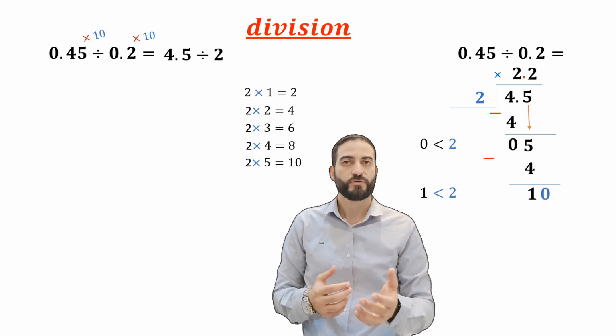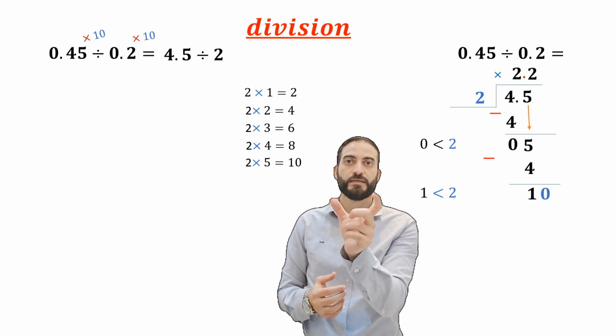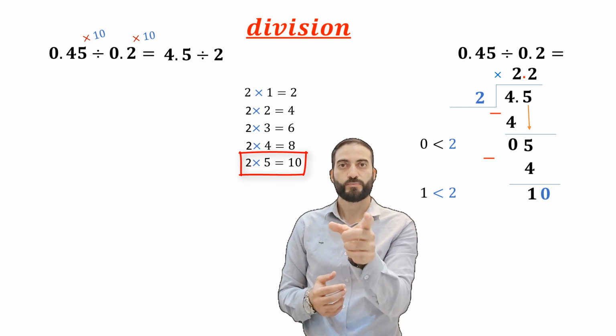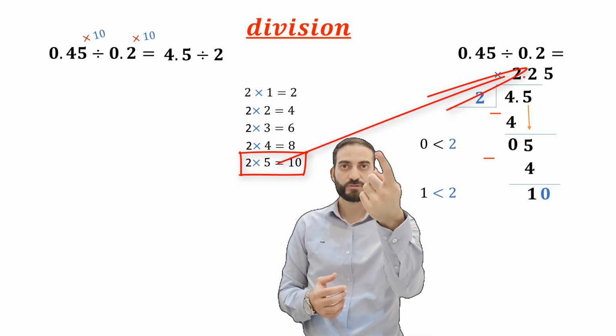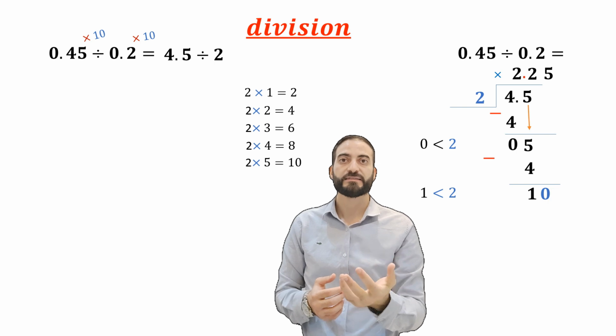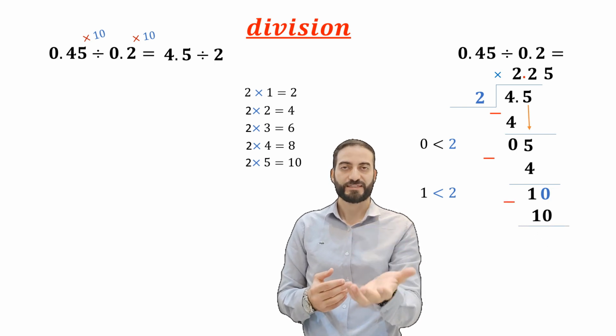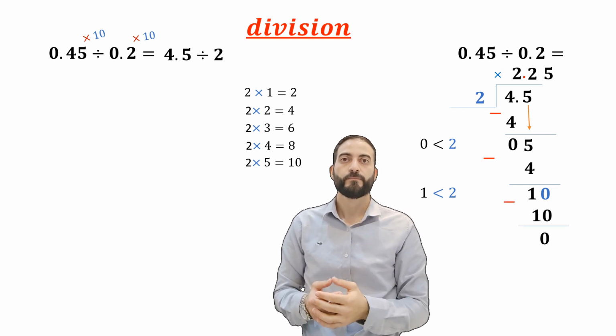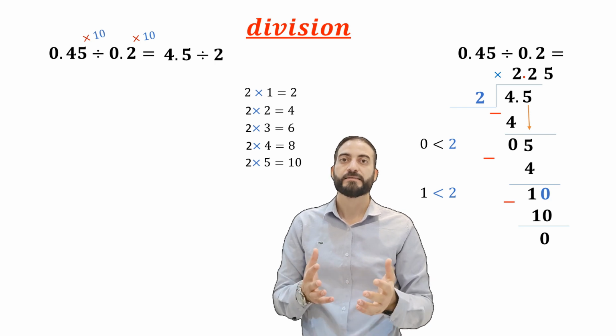To get 10, we find that the 10 is here, 2 times 5 equals 10, so we put this 5 here and immediately multiply it by 2, so we get 10, and we do a subtraction to get 0, and the process ends here.